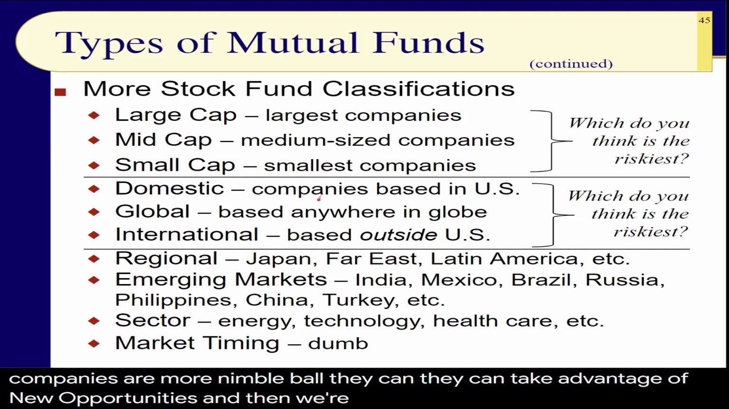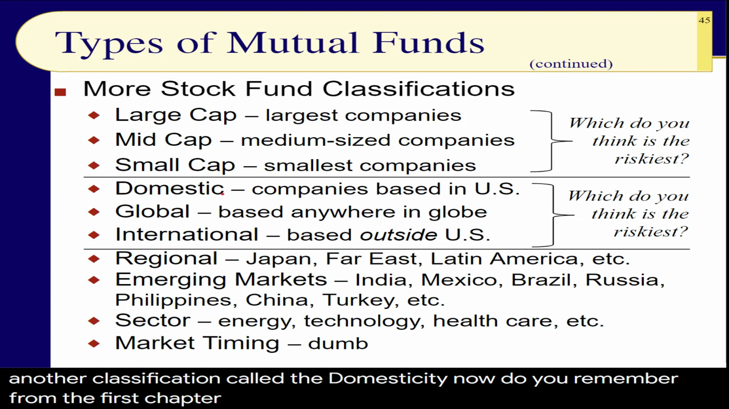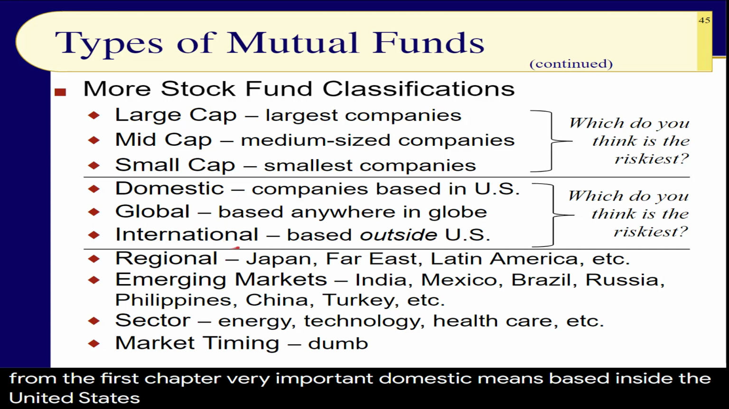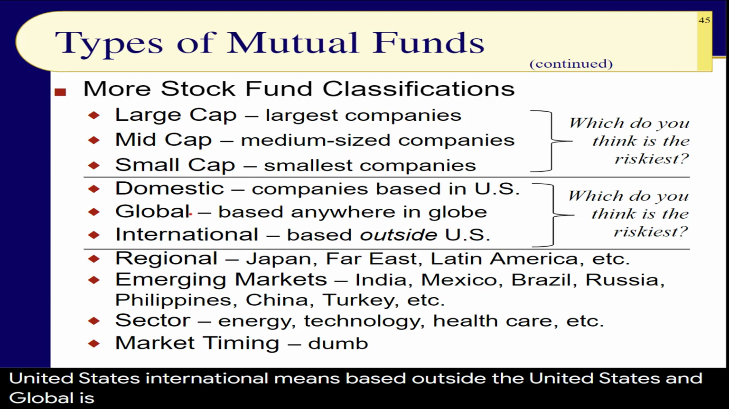And then we're also going to have another classification called the domesticity. Now, do you remember from the first chapter? Very important. Domestic means based inside the United States. International means based outside the United States. And global is everybody.